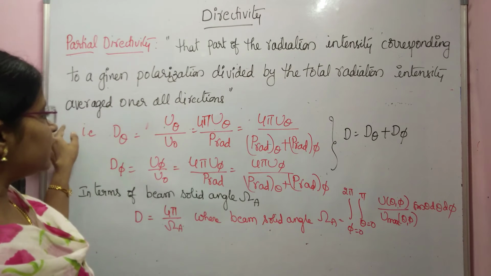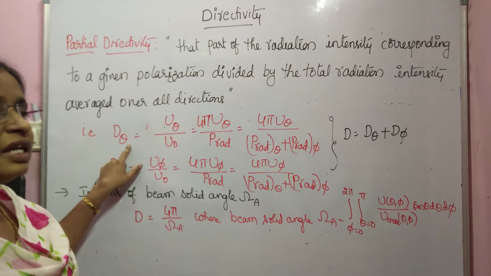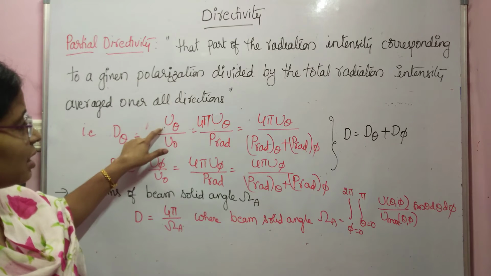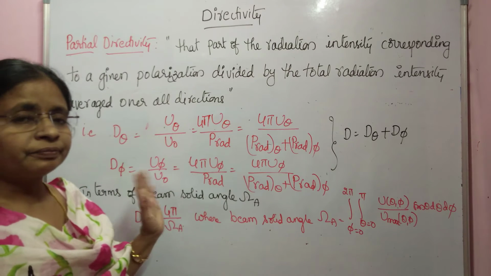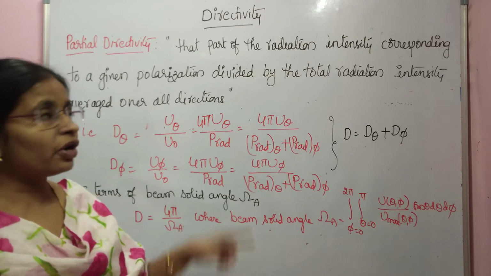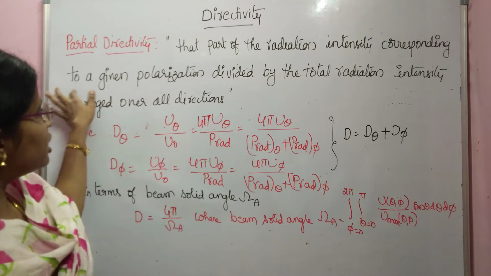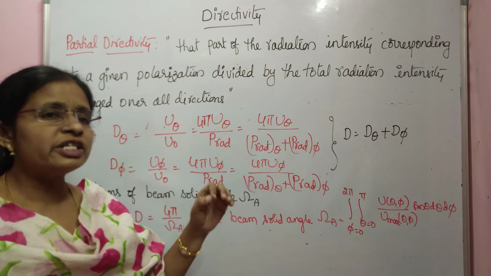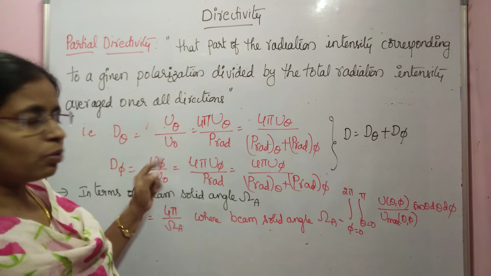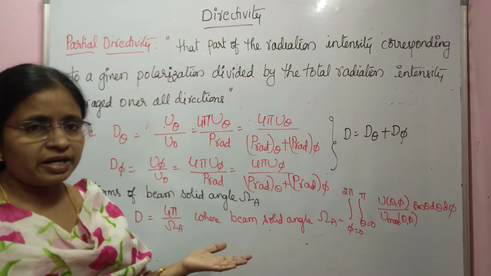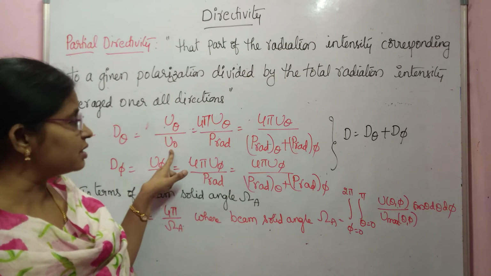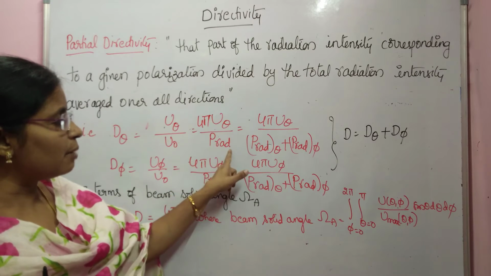Okay, so the partial directivity formula: suppose if you consider the theta polarization, then the partial directivity D theta is equal to, see here, U theta by U naught. What is U theta? Theta direction lo unna radiation intensity enta. Okay, adina that part of the radiation intensity corresponding to given polarization. What is the polarization? Theta polarization. Okay, so answer is U theta by U naught. What is U naught? Normal, it is the average radiation intensity, and you know the average radiation intensity is P radiated by 4 pi, telusinde manaki. So it is totally 4 pi U theta by P radiated.